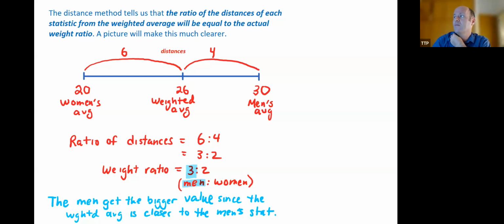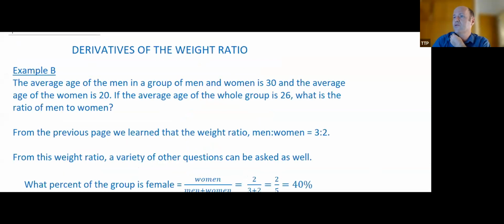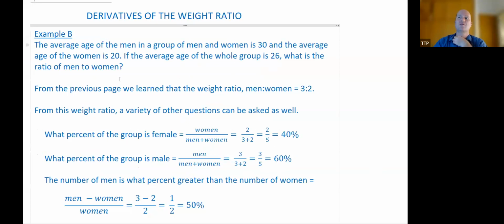Okay. The fun part now is that we can see how this will be applicable in all kinds of situations. So for starters, in the backwards weighted average question, you can be asked a myriad of different questions. For example, the one I gave you said, what is the ratio of men to women? And the ratio of men to women, we said, was 3 to 2.